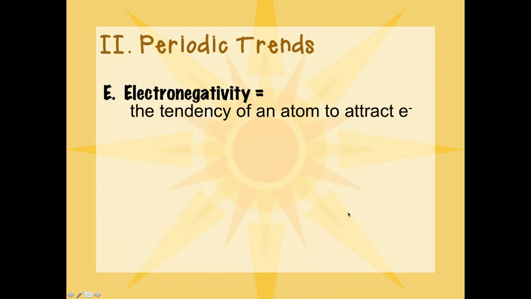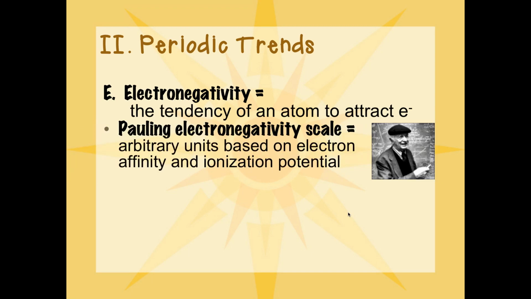So back to that definition, electronegativity is the tendency of an atom to pull an electron to itself, to attract an electron to itself. There are numbers associated with how likely an atom is to be electronegative. It's named after Linus Pauling, who thought about electron affinity, like how likely the electrons are to change their energy, and about ionization energy. It's an arbitrary scale from 0 to 4, but it is based on real chemistry.